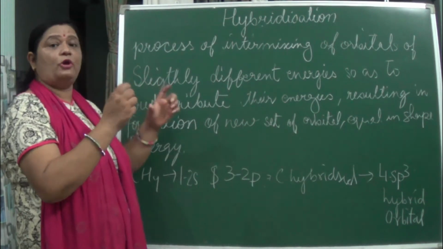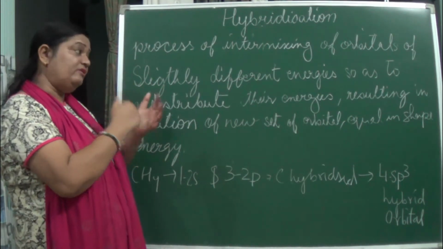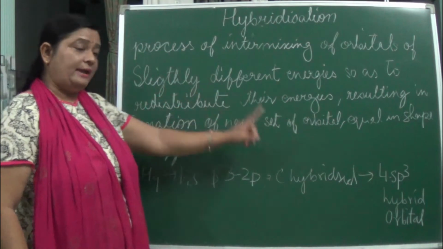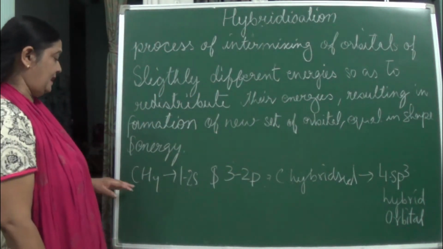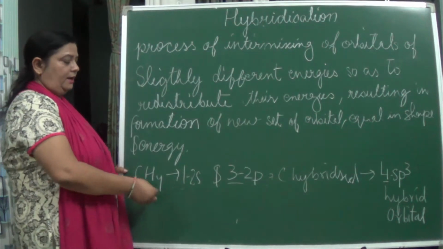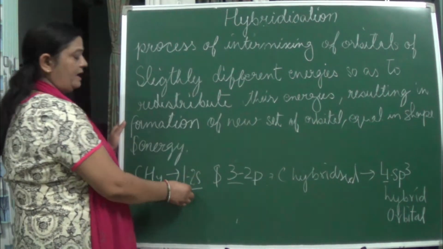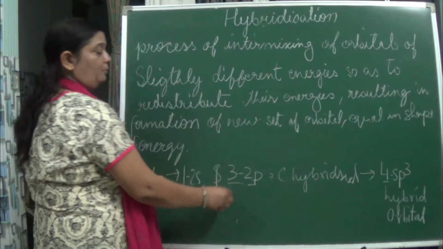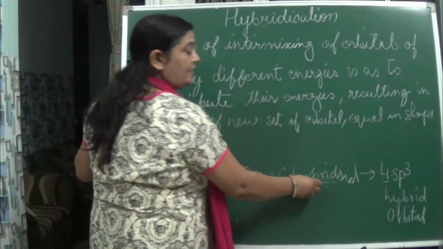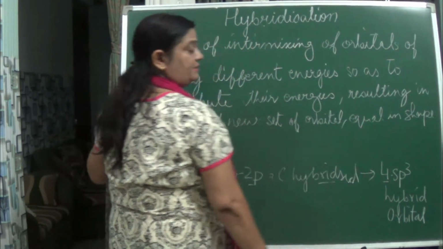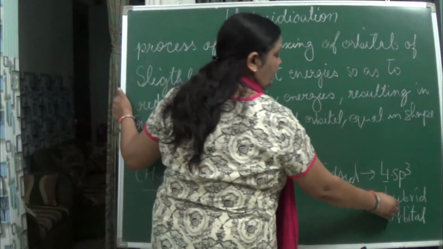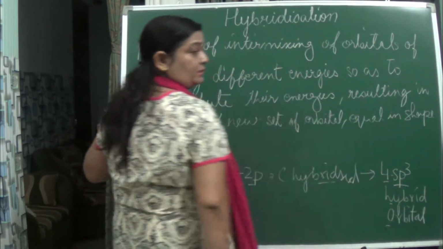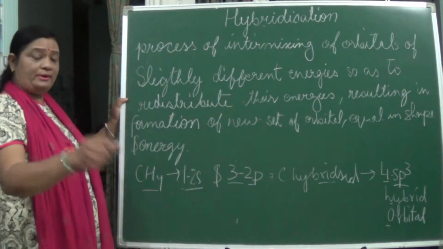This newly formed orbital will have the same shape as well as the same energy. How does it come about? Let us understand. In this methane molecule, carbon has 2s and 2p orbitals, and it is said to be hybridized, giving 4 orbitals of the same energy. That is known as a hybrid orbital, and it is known as 4 sp3.